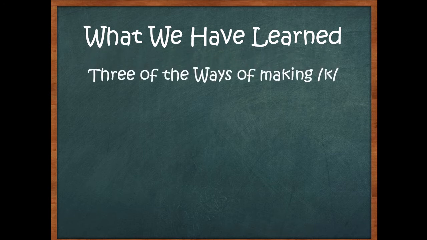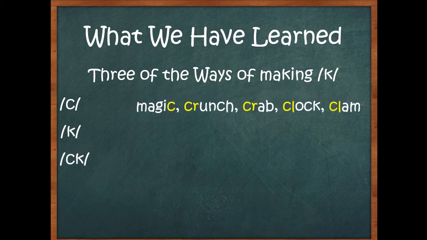And we also talked about 3 of the ways of making the k sound. There are more. We learned about C, K, and CK. So C, we have it in magic. Okay, when we have a word that has more than one syllable and ends with ick, it's usually going to be IC. And then we have C in the beginning in a blend like crunch, crab, cluck, clam.